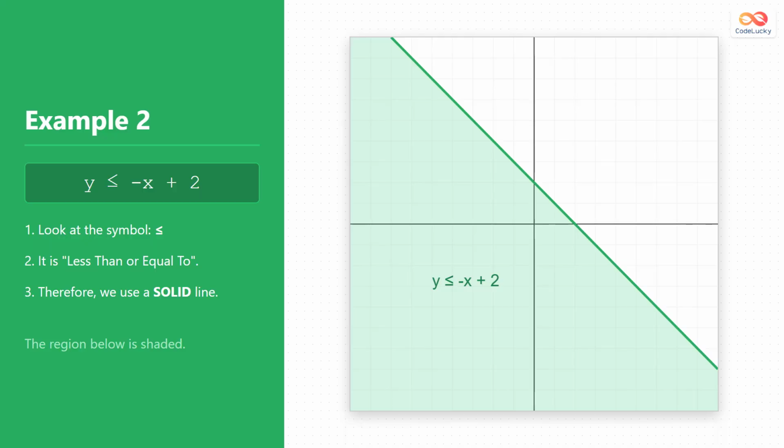Here is another example. Graph y is less than or equal to negative x plus 2. Look at the symbol. It is less than or equal to. Because it includes the equal to possibility, we draw a solid green line. The line acts as a solid wall that is part of our solution area.